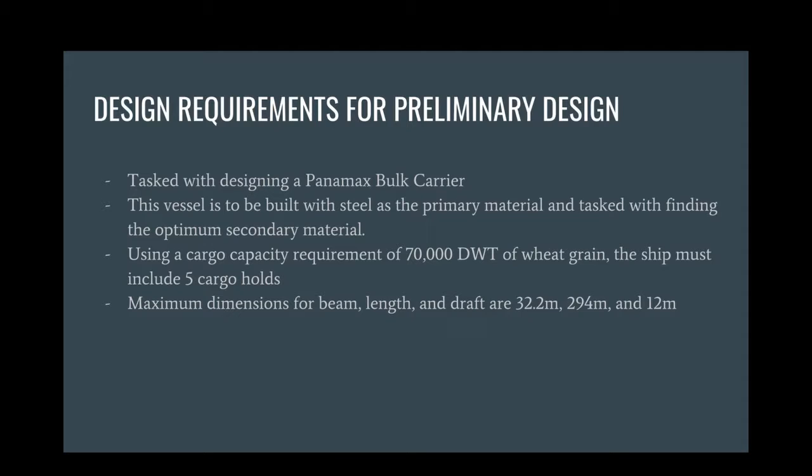So, the design requirements for the preliminary design. We were tasked with designing a Panamax bulk carrier, and the vessel was to be built with steel as the primary material, and we were tasked with finding the optimum secondary material, and we talk about the secondary materials that we considered in a later slide. We were using a cargo capacity requirement of 70,000 DWT of wheat grain, and the ship also has to contain 5 cargo holds. The maximum dimensions for beam, length, and draft given were 32.2 meters, 294 meters, and 12 meters.